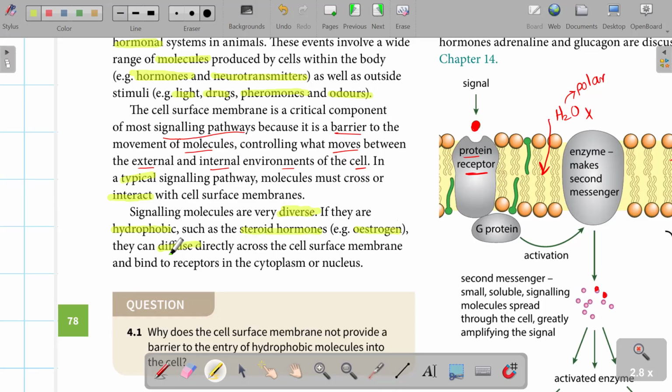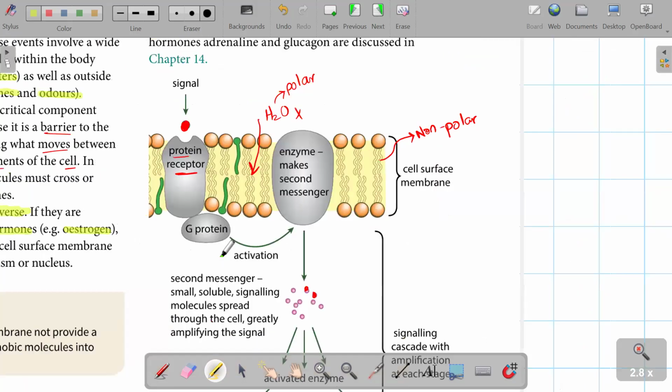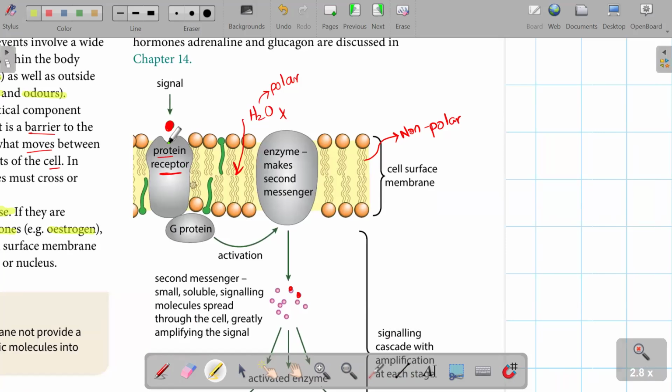Why can they diffuse directly? Because they are hydrophobic in nature, and small. Because of the layer, they can move through the hydrophobic layer. You will say the center of this cell membrane is hydrophobic, because there are tails in the center. So the center is hydrophobic. That's why it can easily diffuse.